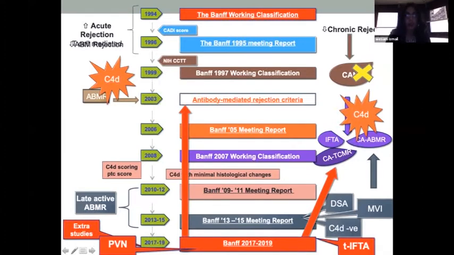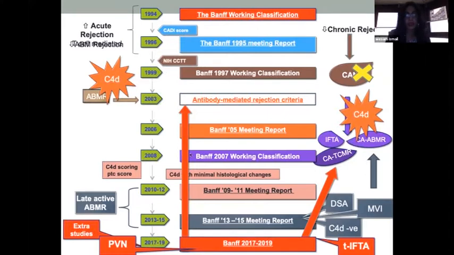So this is the story of Banff. If anybody wants to read or learn about the classification, you need to go back at least to 2007 and build up from there in order for the report and the most recent literature to make sense, because all of this builds on the previous reports on how the classification developed, parallel to the development of our knowledge and the development of our techniques.